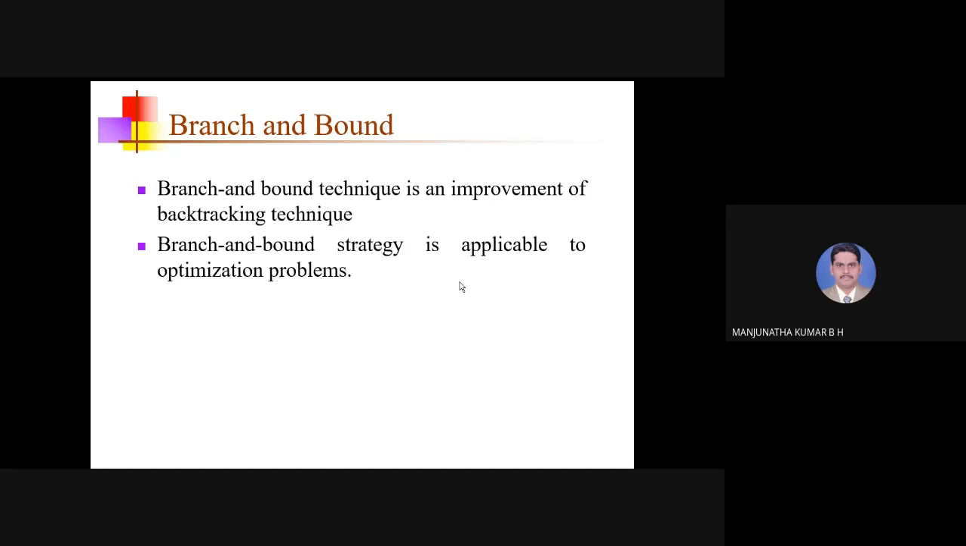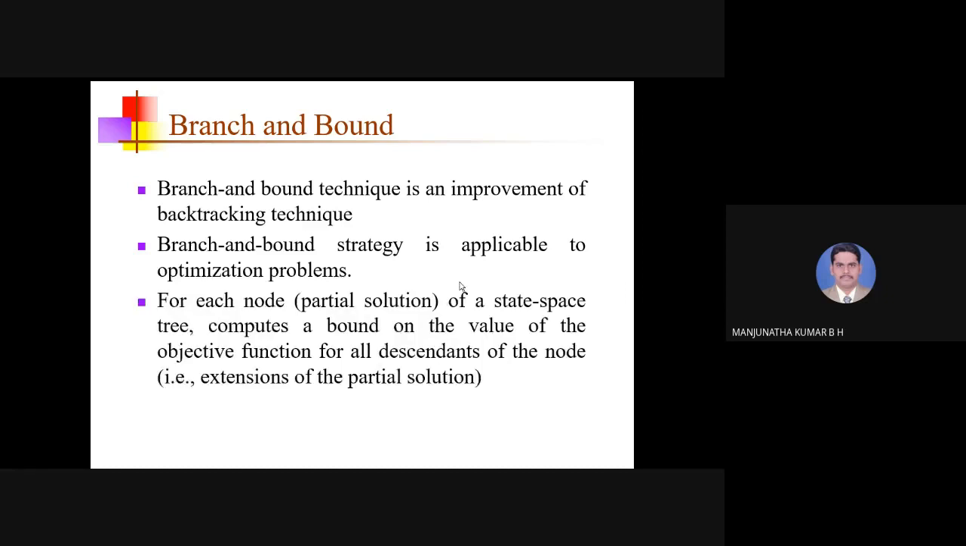Now I'm going to solve these three problems: job assignment, knapsack, and traveling salesman problem using branch and bound technique. In today's class, we will discuss one example, that is the job assignment problem. I think now you came to know what is the meaning of optimization problems. Next, what I'm explaining here is the main idea of how the state space tree is constructed in branch and bound technique.